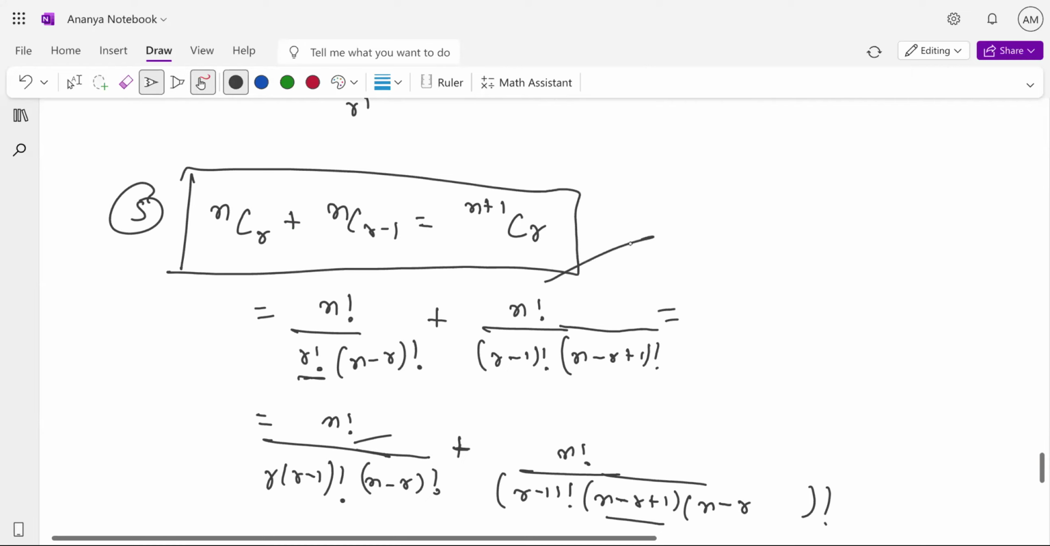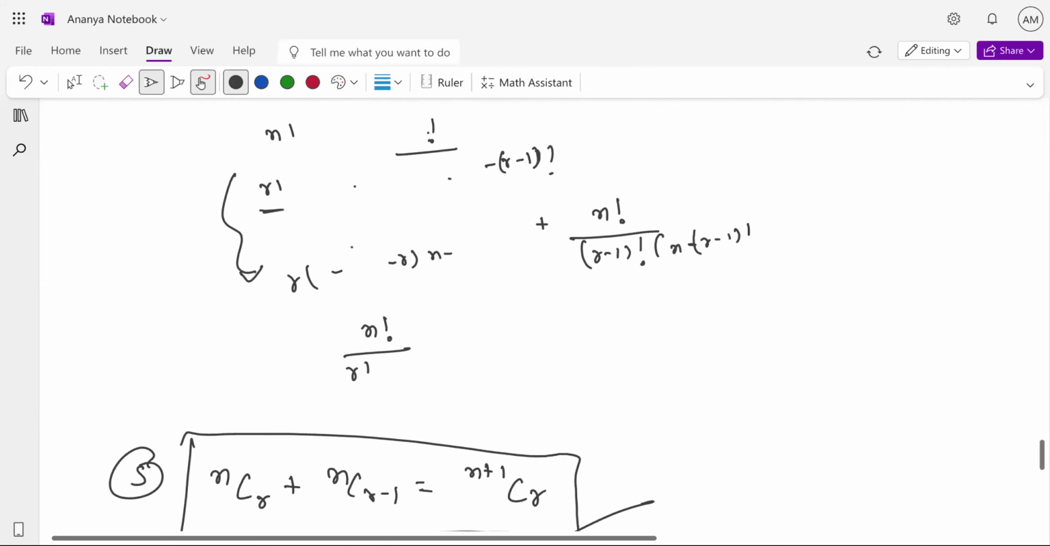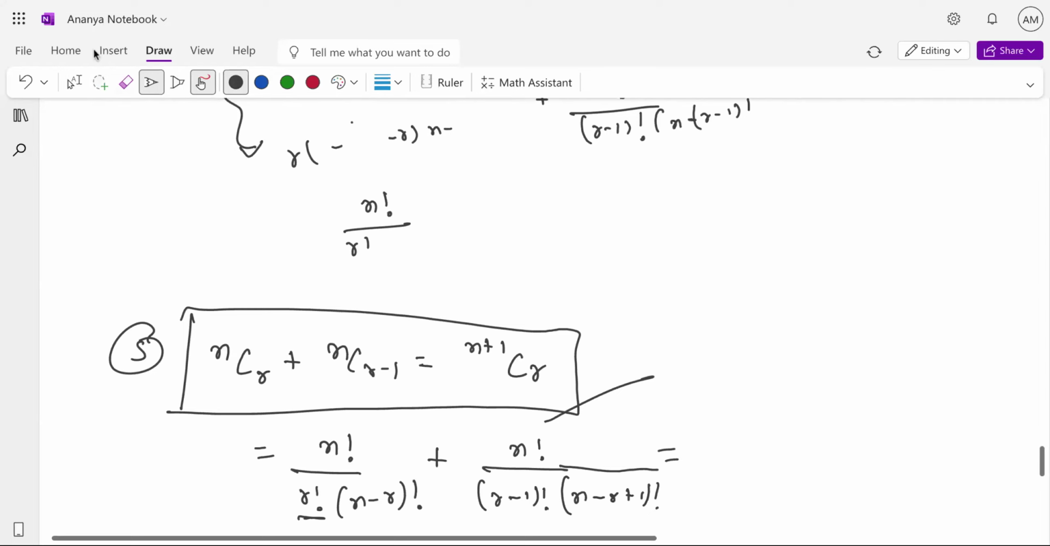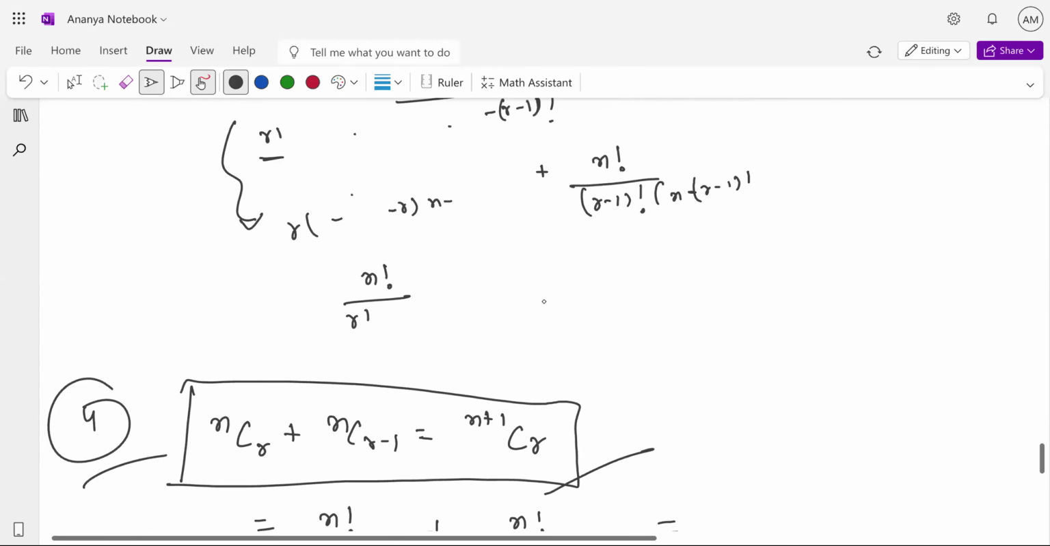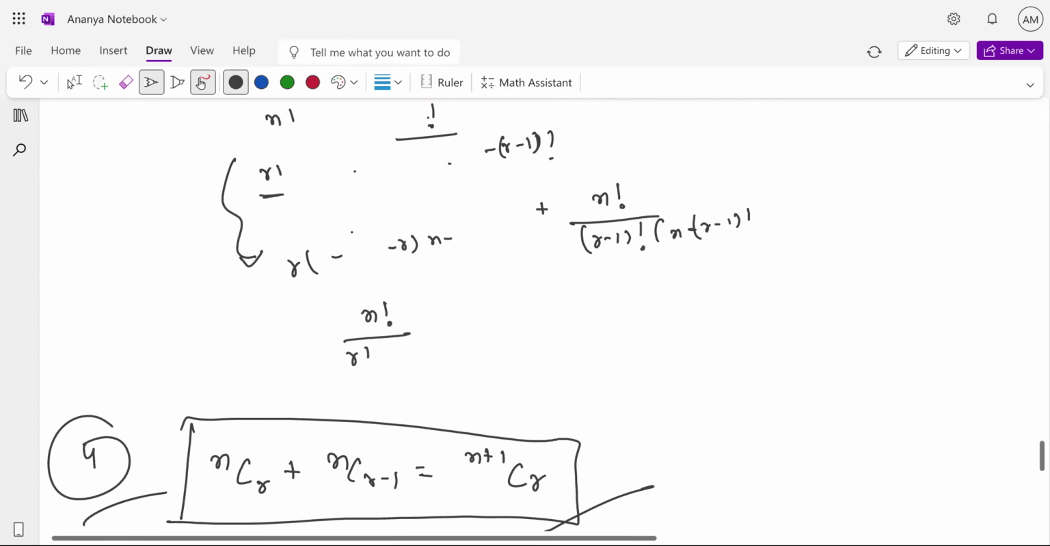This is the fourth property you have. These four properties are more than enough for the binomial theorem to solve all the problems. Any doubt you have? Clear.